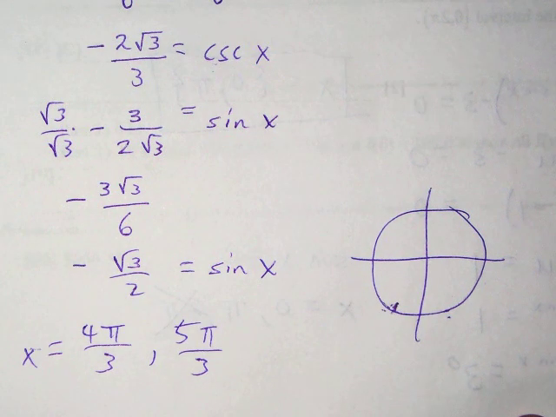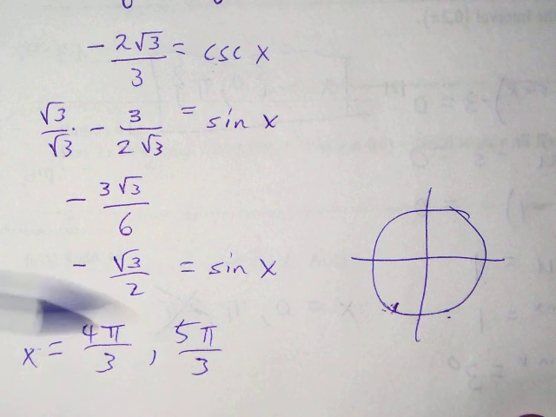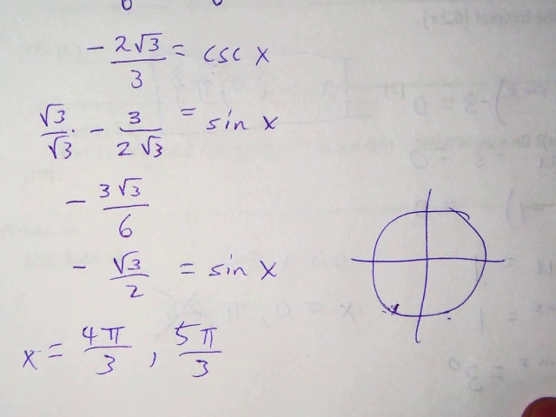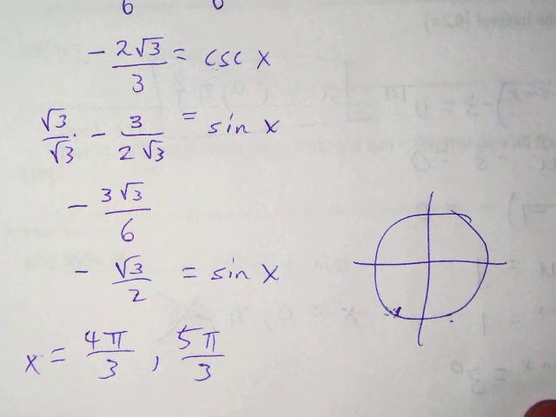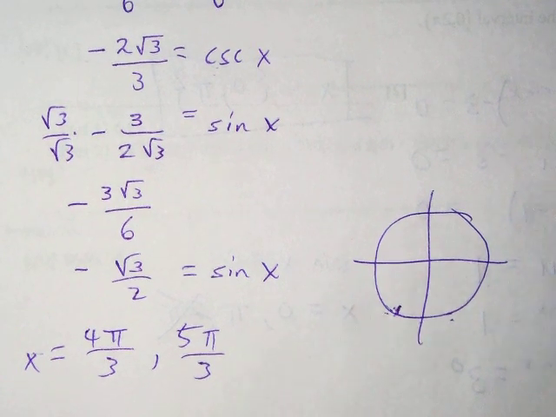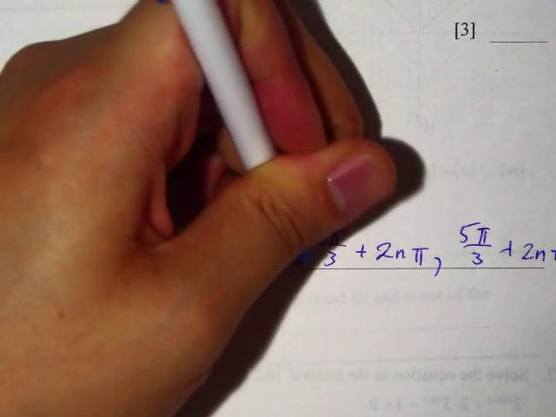This time, it's not just those as the answers. Again, we are not restricted by the interval 0 to 2 pi. Therefore, you must remember what the period of sine of x is. The period of sine of x is 2 pi. So your final answer will be x equals 4 pi over 3 plus 2n pi. You can add any multiple of 2 pi to it. And it could be 5 pi over 3 plus 2n pi, in set notation, because we have more than one answer.